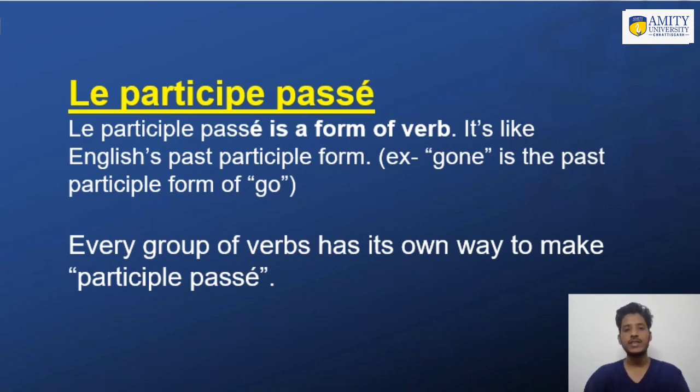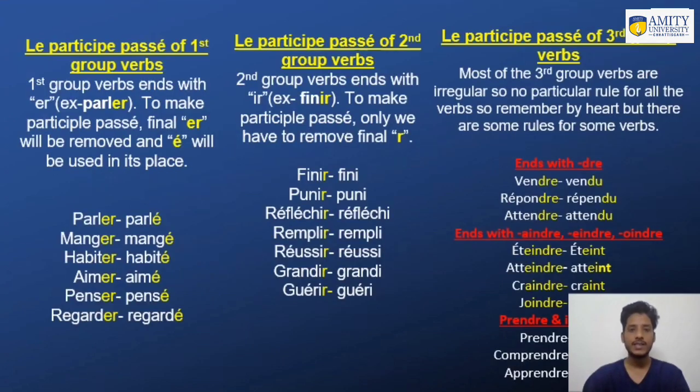So you know, in French there are three groups of verb: first group, second group, and third group. And each group has its own way to make participe passé. Let's see how to know which verb is from first group. If the ending is er, that verb is from first group. For example, parler, manger, habiter, aimer, penser, regarder, and the ending is er. These are first group verbs.